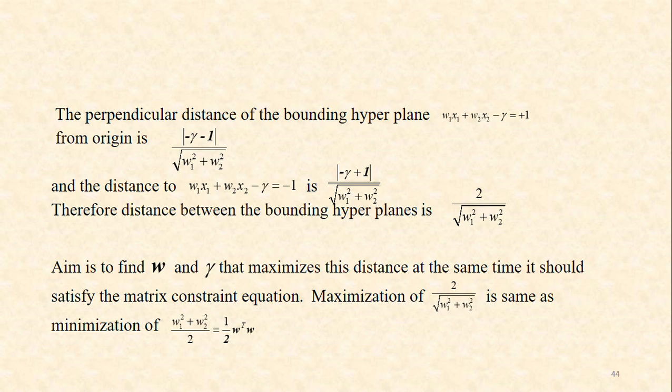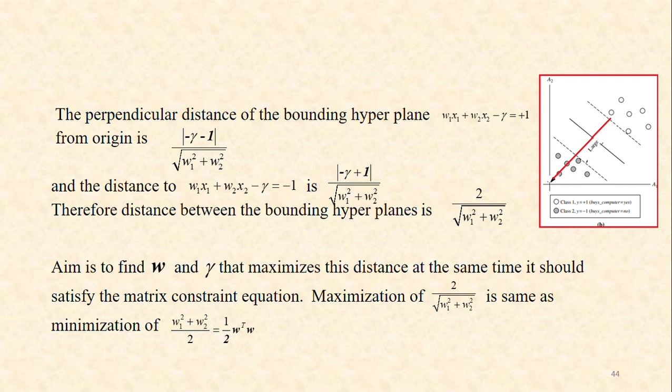Now, mathematically, the perpendicular distance of the bounding hyperplane w1 x1 plus w2 x2 minus gamma equal to plus 1 from the origin is written as minus gamma minus 1 divided by square root of w1 square plus w2 square, and the distance to w1 x1 plus w2 x2 minus gamma equal to minus 1 is minus gamma plus 1 divided by square root of w1 square plus w2 square.